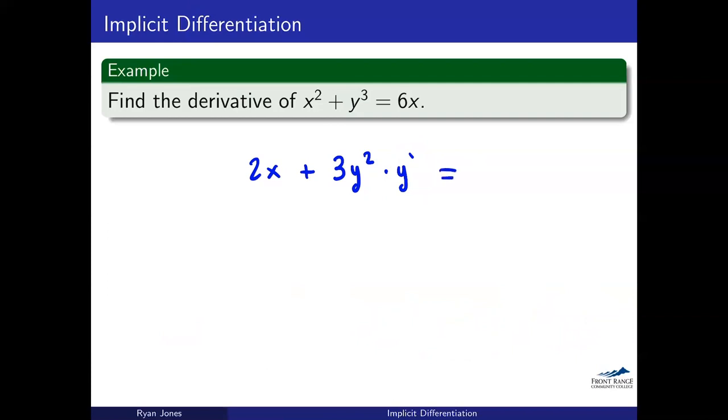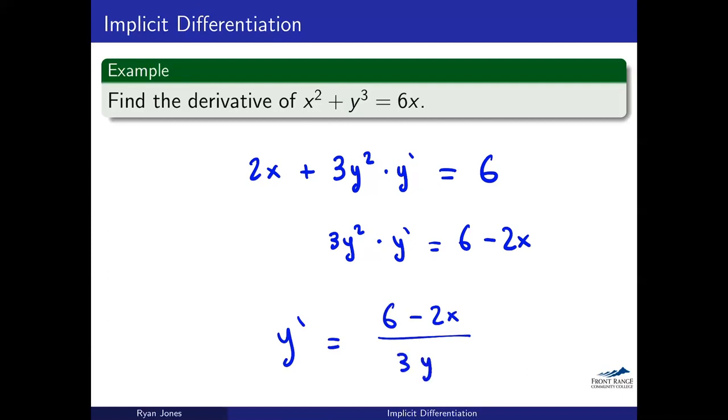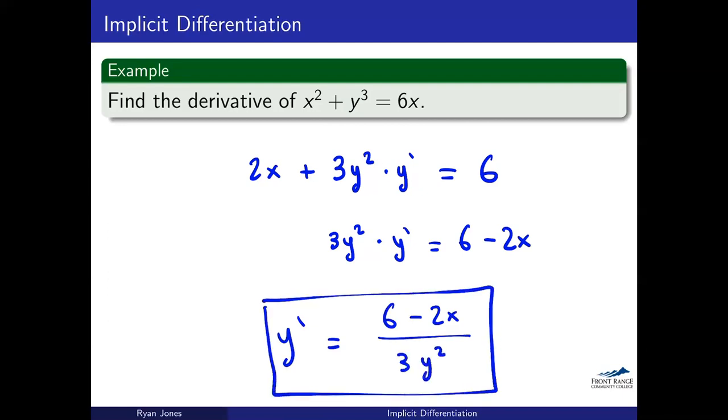And then lastly, we get this derivative of 6x is just 6. At this point now, the goal is to find the derivative of this equation, right? Well, look right here. That's the derivative. That's y prime. That's my derivative. So if I solve for that, then I'm done. So we'll end up with 3y squared times y prime is equal to 6 minus 2x. So y prime is in fact (6 minus 2x) over 3y squared. And that is a perfectly acceptable answer for y prime right there that we've found.